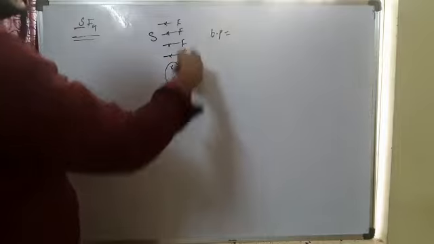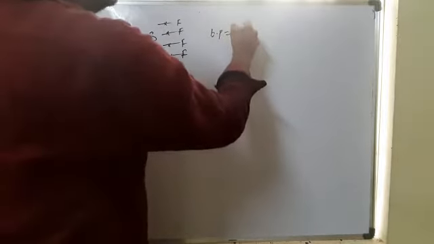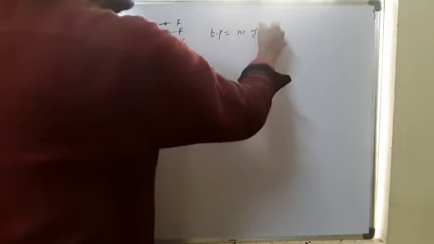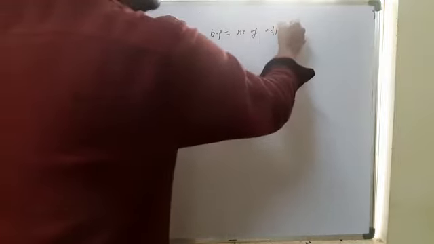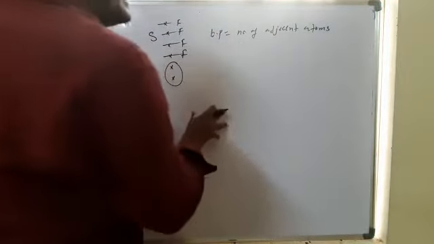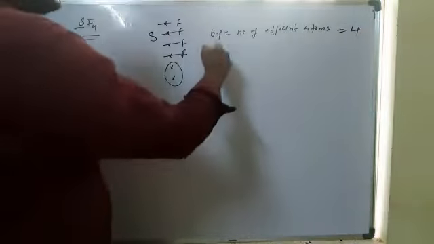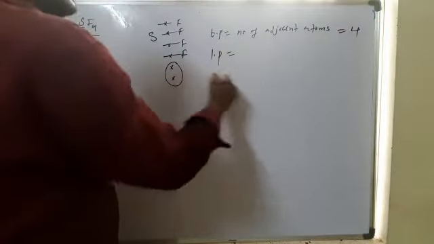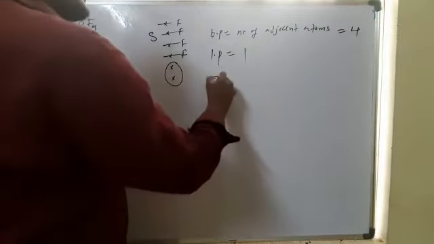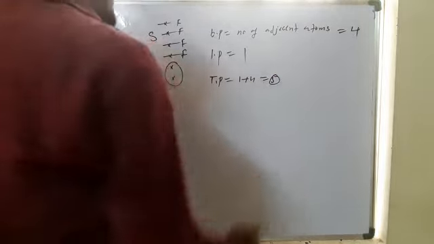The number of adjacent atoms is always equal to the number of bond pairs. Now there are 4 fluorines, so 4 bond pairs, and the number of lone pairs is 1. So total pairs equal 1 plus 4 equals 5 pairs.